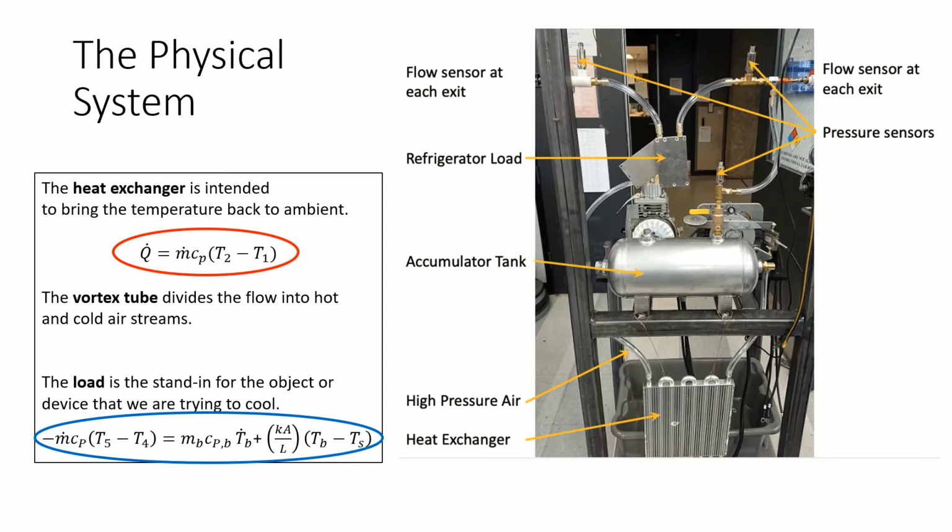The next section of interest is the vortex tube. The vortex tube divides the flow into hot and cold air streams. We characterize it as a function of input pressure, P3. The load is a stand-in for the object or device that we are trying to cool. Here we have an aluminum block that is surrounded by styrofoam. We assume that all heat into the air came from the block. The effective thermal resistance, which is equal to Ka over L, can be found using the equation circled in blue.